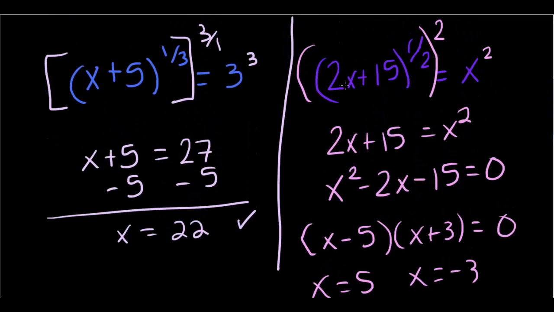Now we're going to test the answers. So for x equals 5, we will have 2 times 5 is 10, plus 15 is 25. The square root of 25 is 5. 5 equals 5, so this one is an answer.